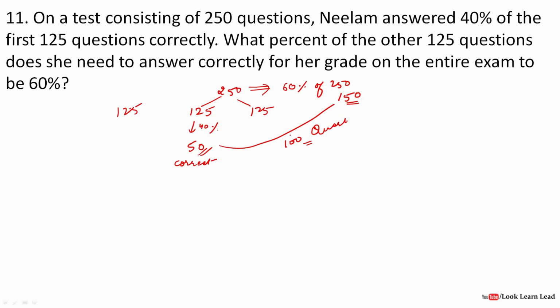Okay, but in the question, the number of questions is not asked. In this, the percentage is asked. So how will we calculate the percentage? Number of questions, 100 questions should be correct. Total number of questions is 125. Out of 125, if 100 questions are correct, then only you would get the result. So after cancelling out, you will get 80%. Okay, this is the answer.